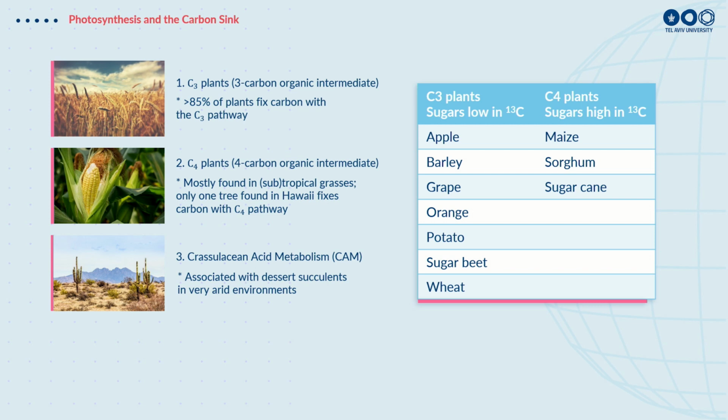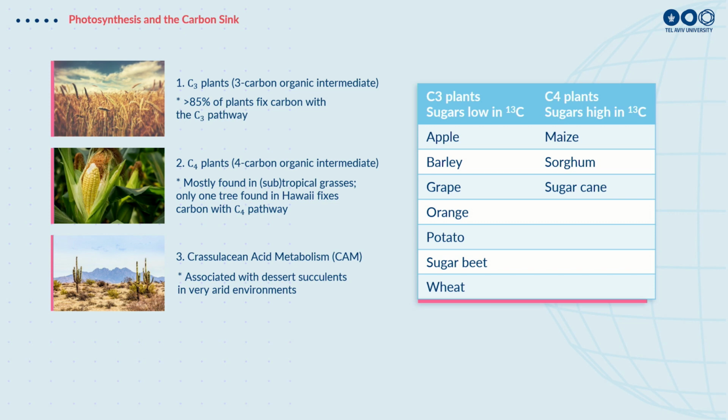And for some examples, C3 plants are basically apple trees, barley, grapes, oranges, whereas C4 plants are things like corn or maize, sugarcane, and it's related to how they actually fix the carbon in the plants. On the left, the C3 plants use what's called 3-carbon organic intermediate stages to fix the carbon, and more than 85% of all plants fix carbon in this pathway, the C3 pathway. A lot fewer plants are C4 plants.